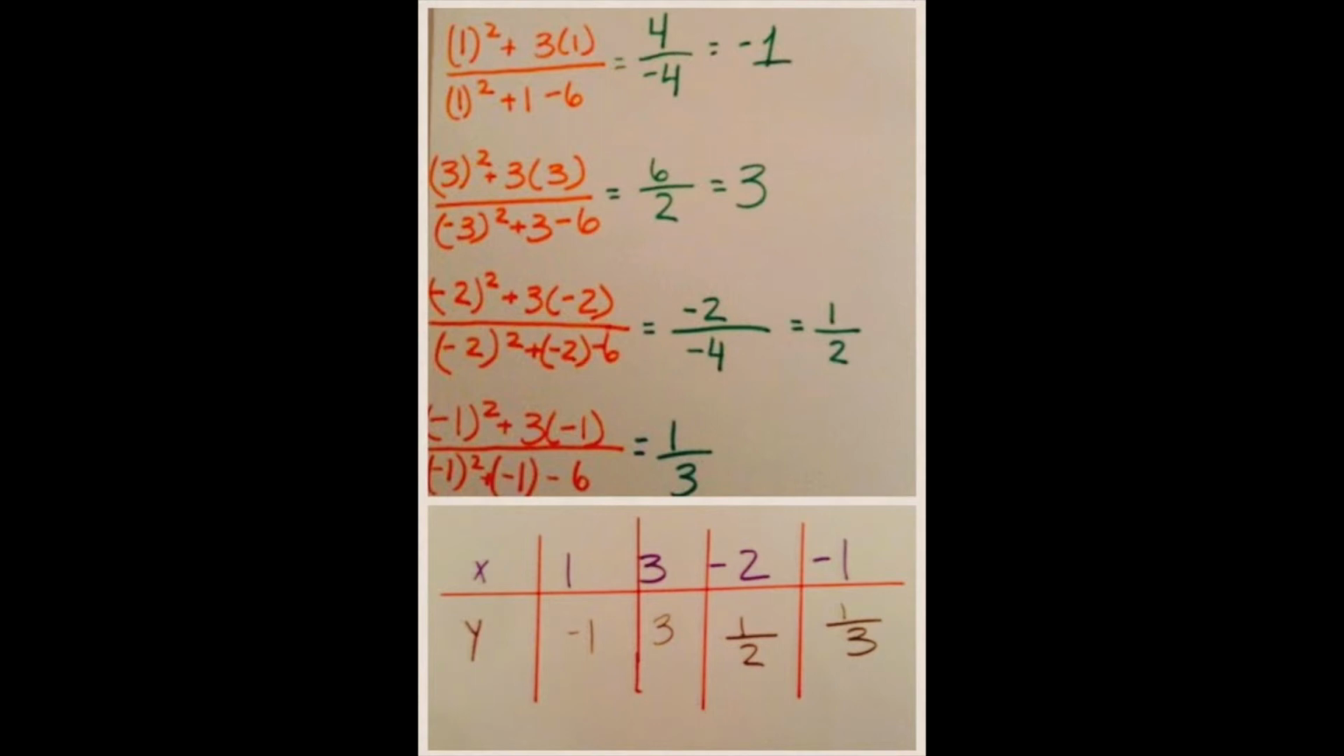Negative 2 squared plus 3 times negative 2 over negative 2 squared plus negative 2 minus 6, which is equal to negative 2 over negative 4, or 1/2. Negative 1 squared plus 3 times negative 1 over negative 1 squared plus negative 1 minus 6, equal to 1/3.